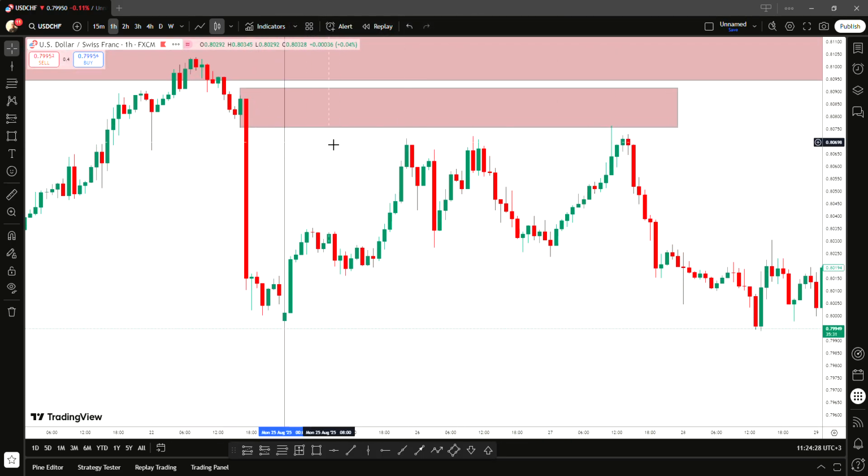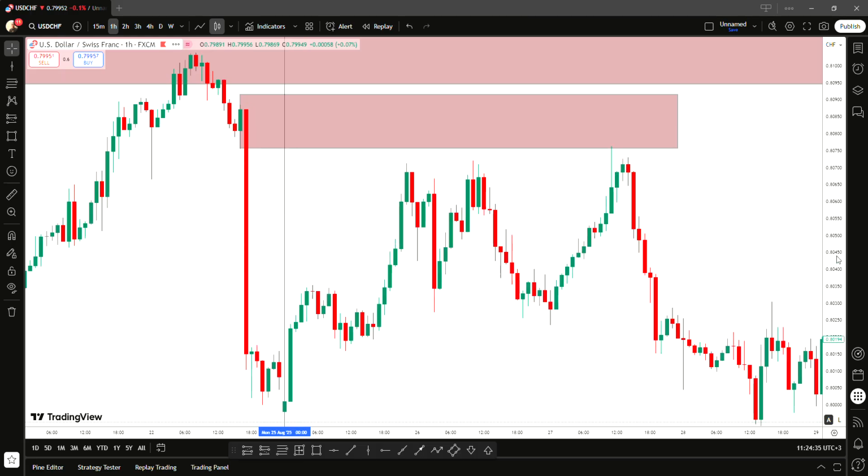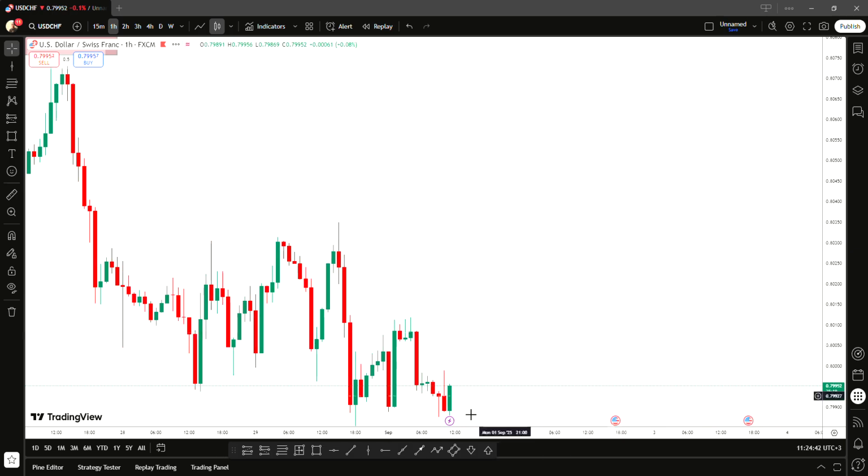And why is this a good demand zone? Look at this engulfing bar, guys. I think no one would tell us that this displacement was made by retail sellers. This is an engulfing bar. So price retraced, tapped into the zone, and look at the drop to the downside.